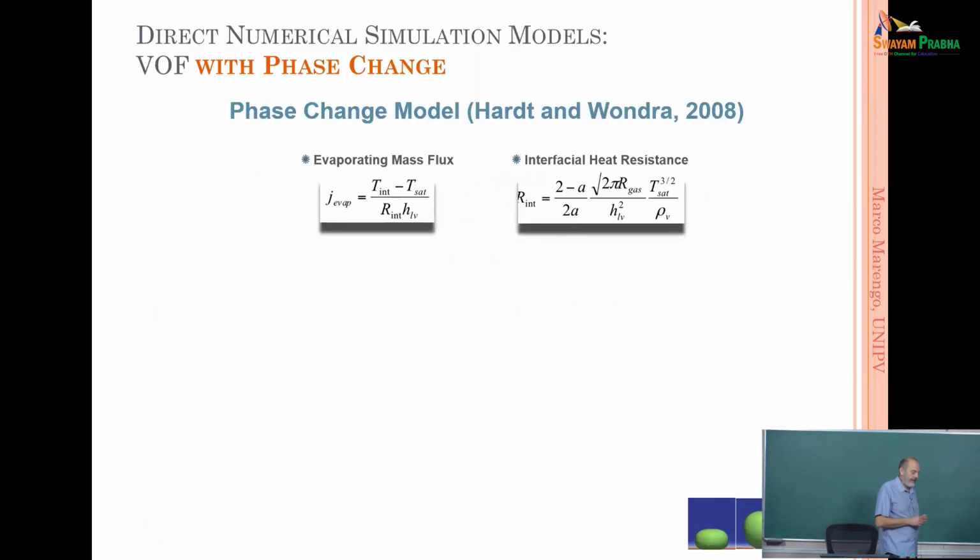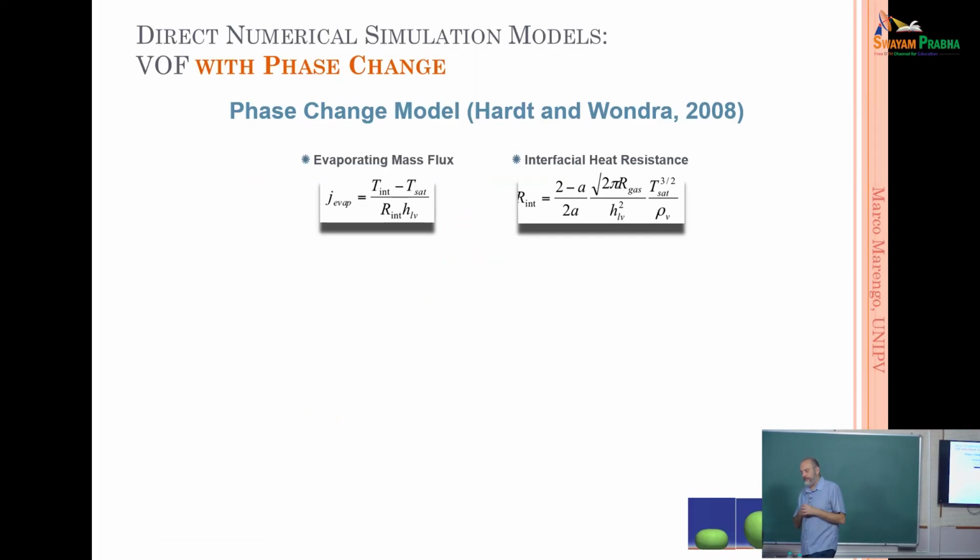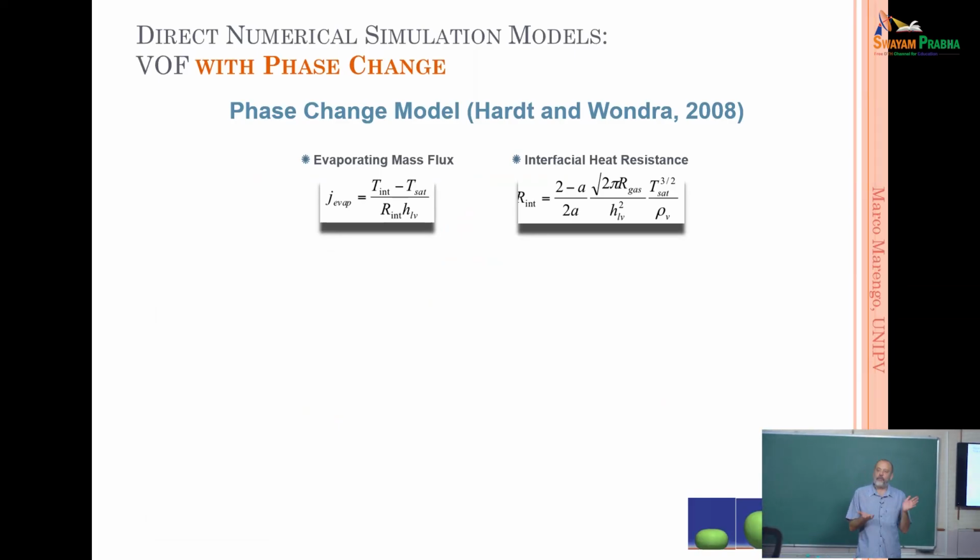When we need to consider phase change and we have the energy equation, one of the very critical points is to understand how we can calculate the rate of evaporation, for example. We have a droplet that is evaporating, and we would like to know how much is the mass from the liquid to the vapor that is passing through the interface.